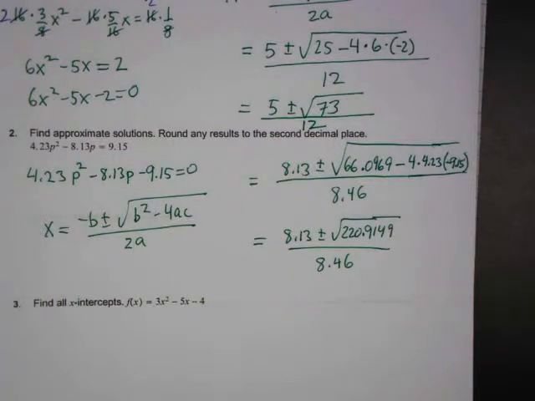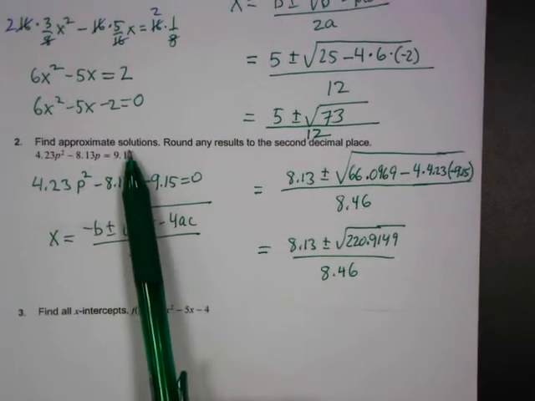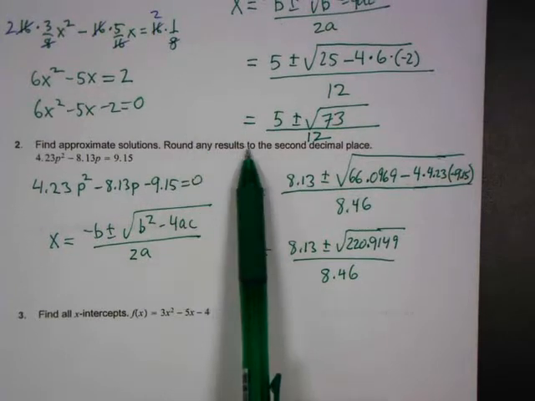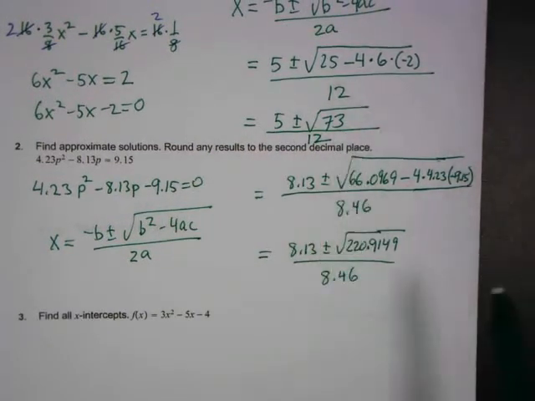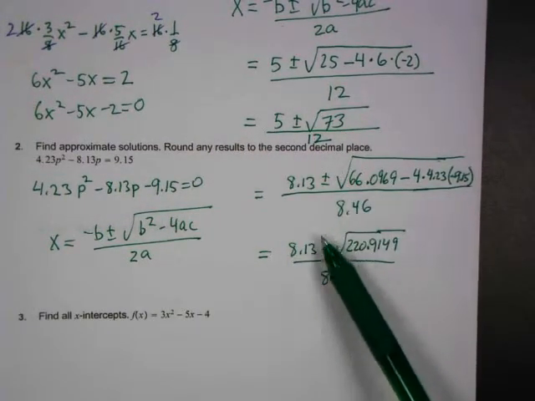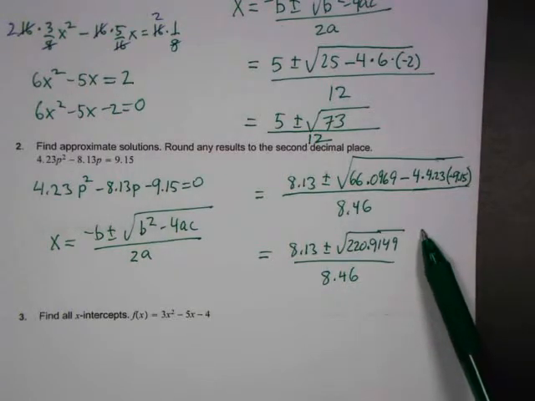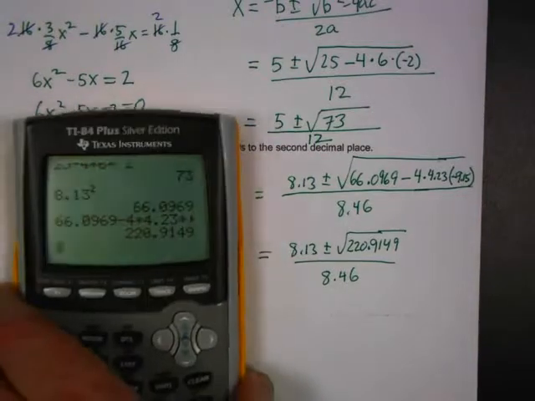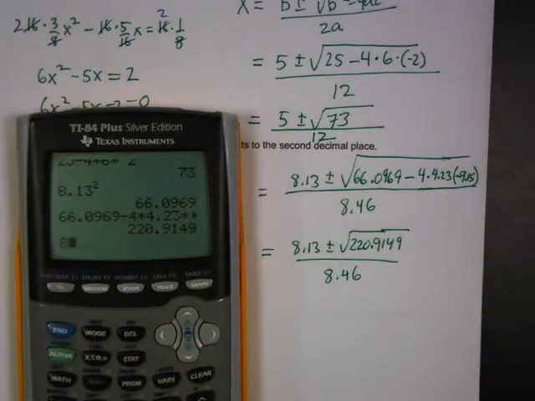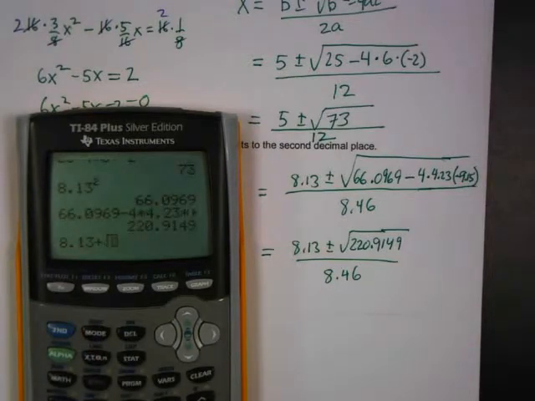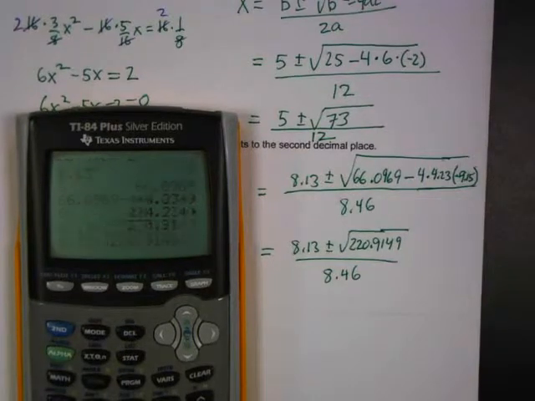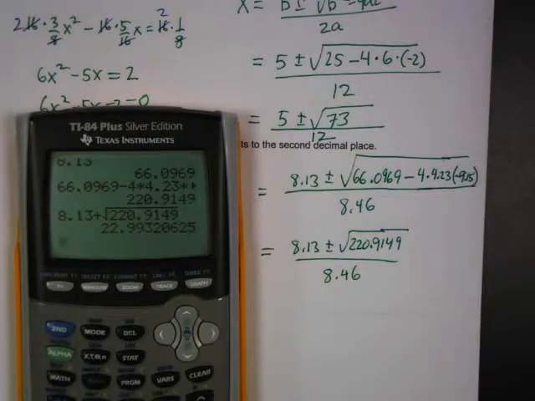All right, now for this problem, I'm not done because this time it says find approximate solutions, round any results to the second decimal place. So it doesn't want me to leave this answer with this big ugly square root in it. It wants me to actually take my calculator and work it out. So here's what I would do. I would take 8.13 plus the square root of 220.9149. So that gives me that answer.